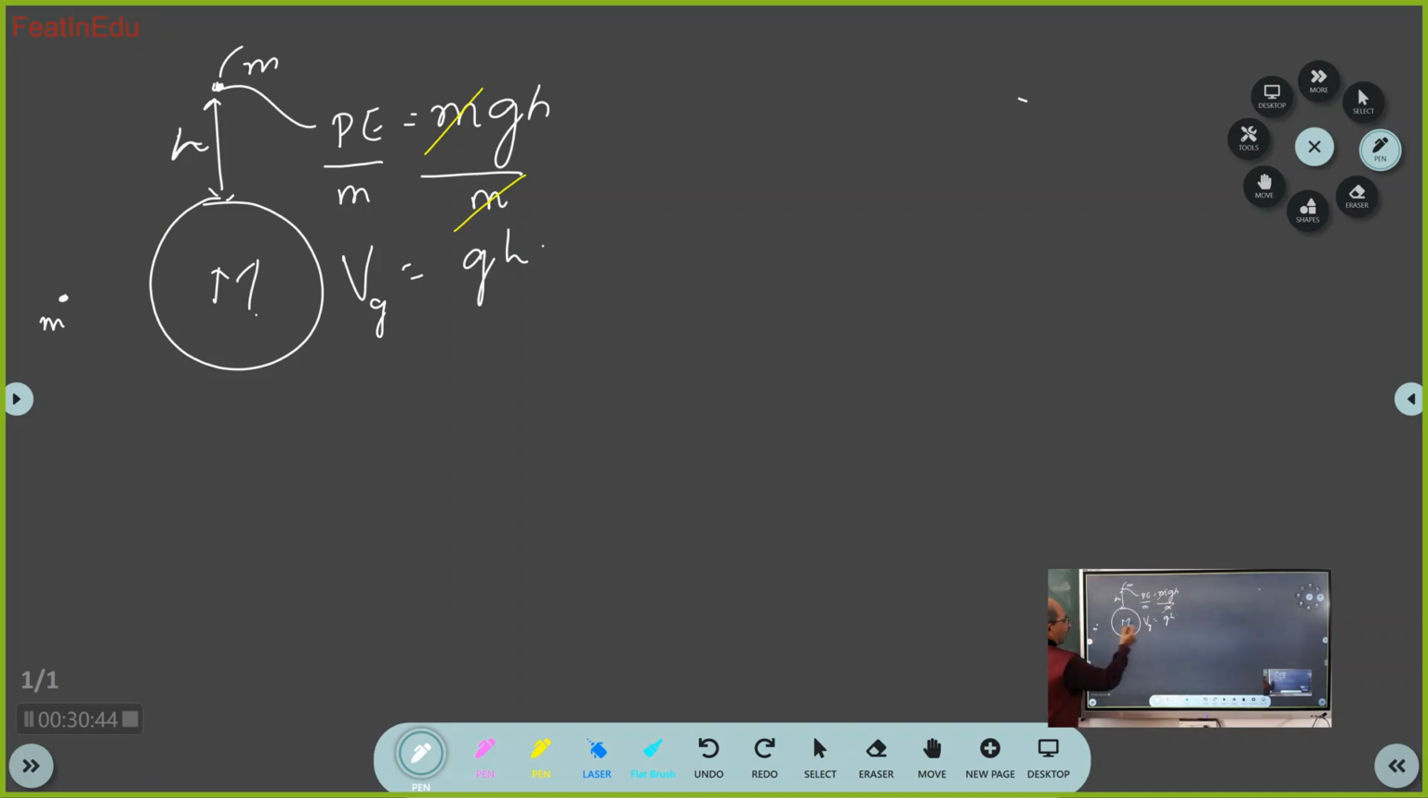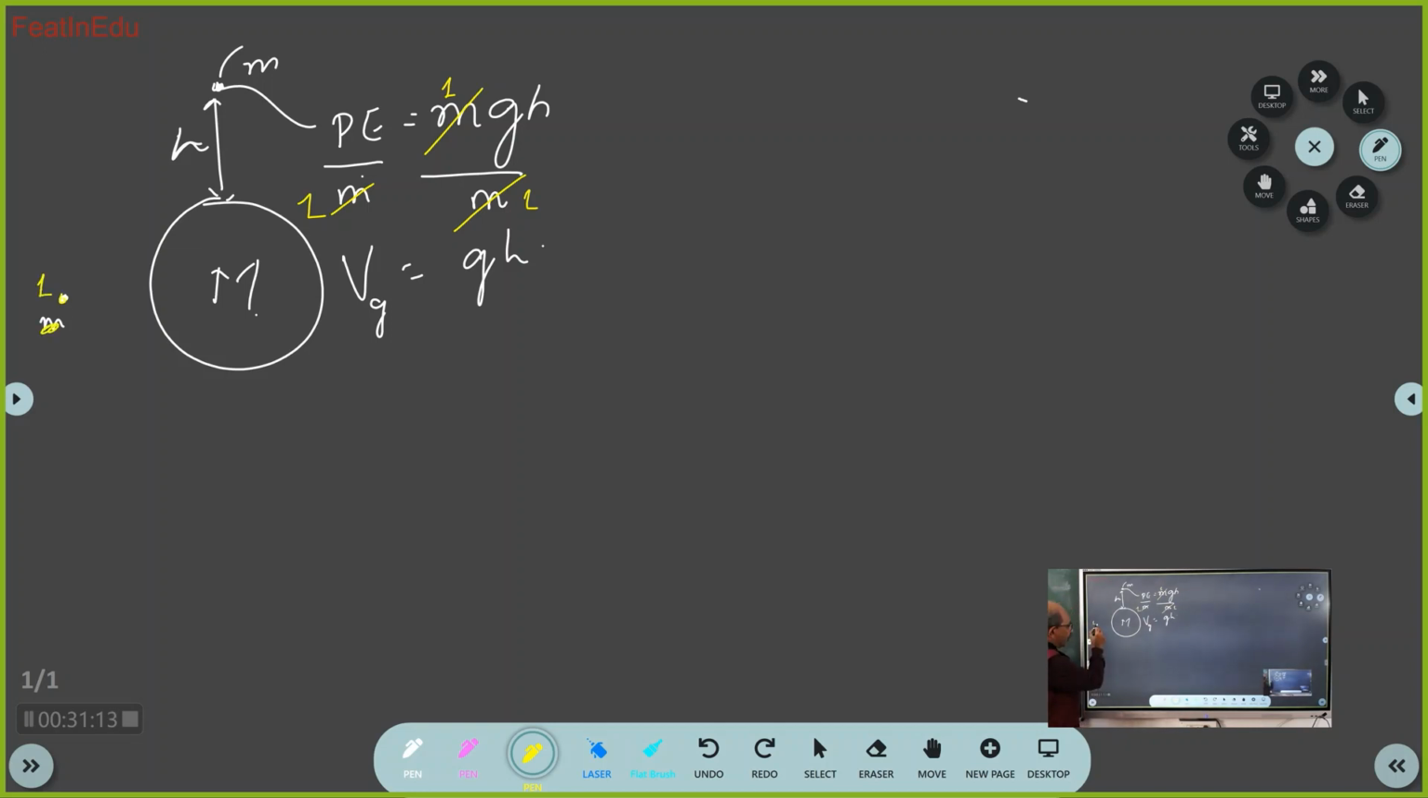Now here you see, instead of keeping mass m, if I keep unit mass instead of m, then what will I get? I'll still get Vg is equal to gh. I am experimenting with some mass m. Instead of mass m, I will keep unit mass. Then I will get gh. Supposing I kept unit mass here.